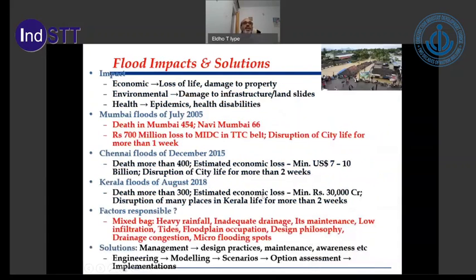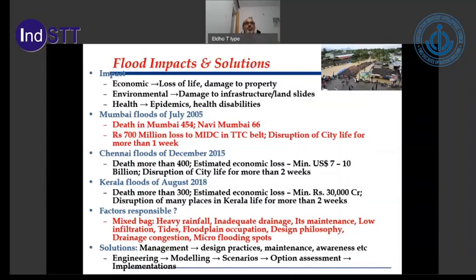So in terms of flooding, flood impacts and solutions. As I mentioned, the flood is a major disaster. It has huge impacts in terms of economy, environmental impacts, and health impacts. Some people can die. There are so many issues that can take place with respect to flooding.